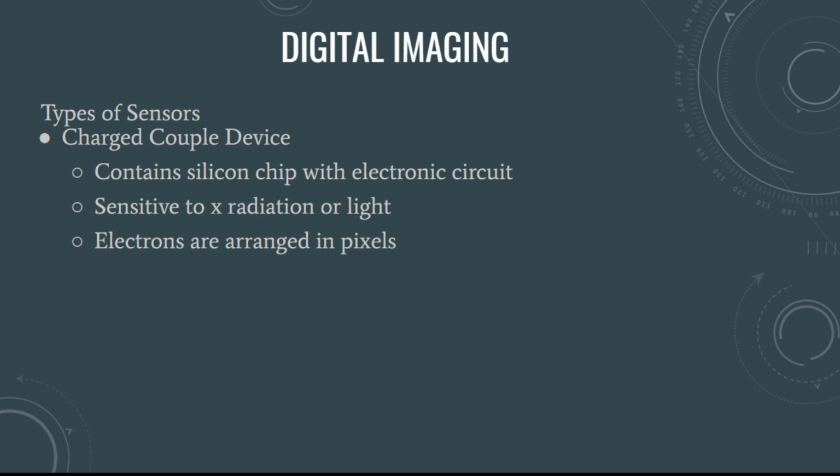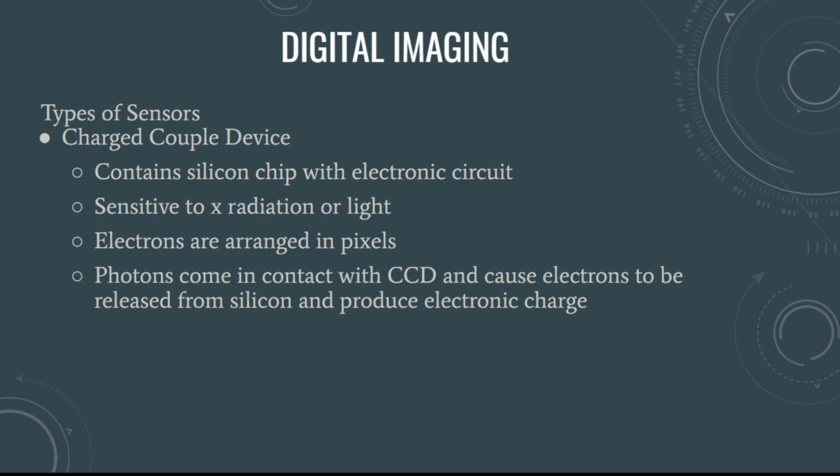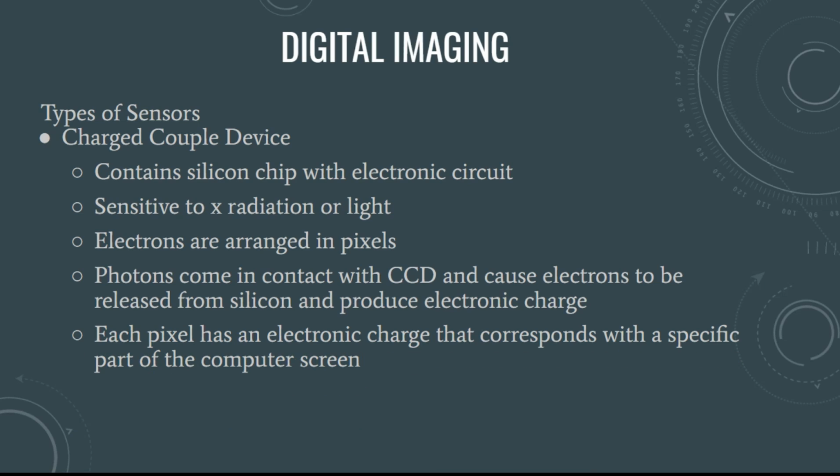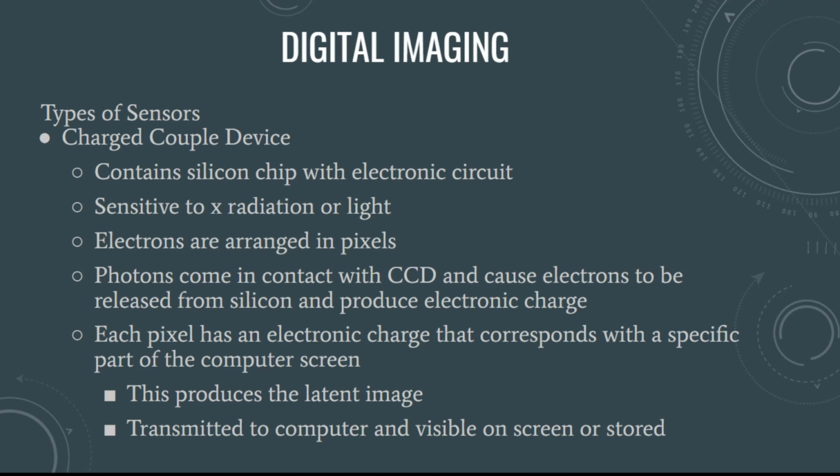The electrons from the silicon are arranged in what we call pixels, and when photons come in contact with the CCD, it causes the electrons to be released from the silicon and produce an electronic charge. Each pixel has an electronic charge that corresponds with a specific part of the computer screen. This is what produces the latent image. That image is then transmitted to the computer and becomes visible on the screen, or it's stored. And then it can also be printed out on paper as well.